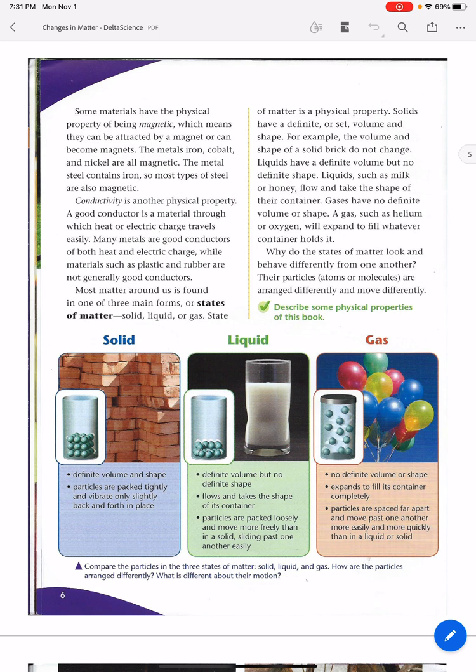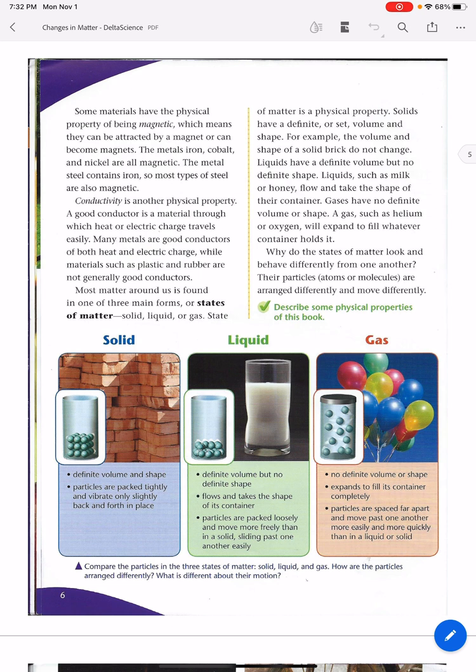Most matter around us is found in one of three main forms, or states of matter: solid, liquid, or gas. State of matter is a physical property. Solids have a definite or set volume and shape. For example, the volume and shape of a solid brick do not change. Liquids have a definite volume, but no definite shape. Liquids, such as milk or honey, flow and take the shape of their container.